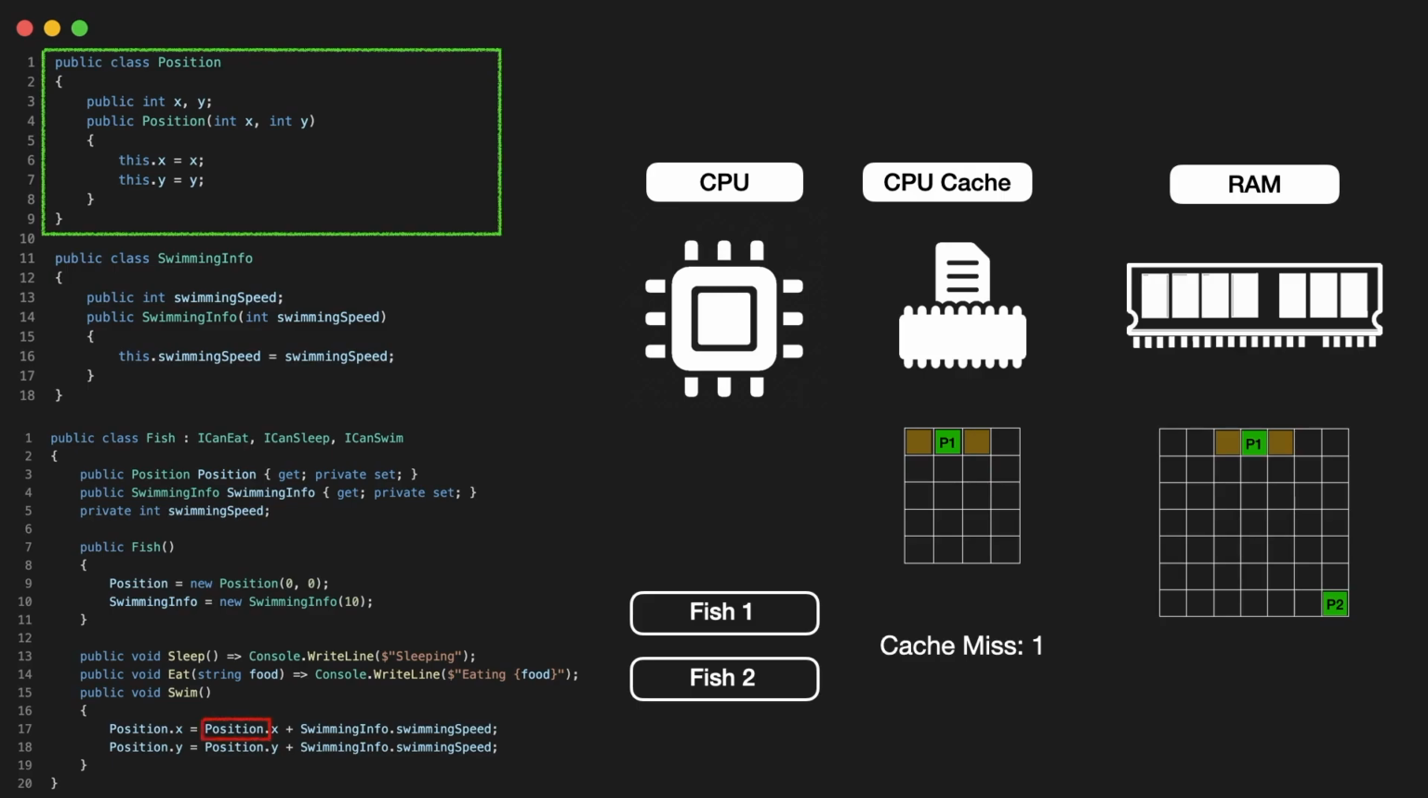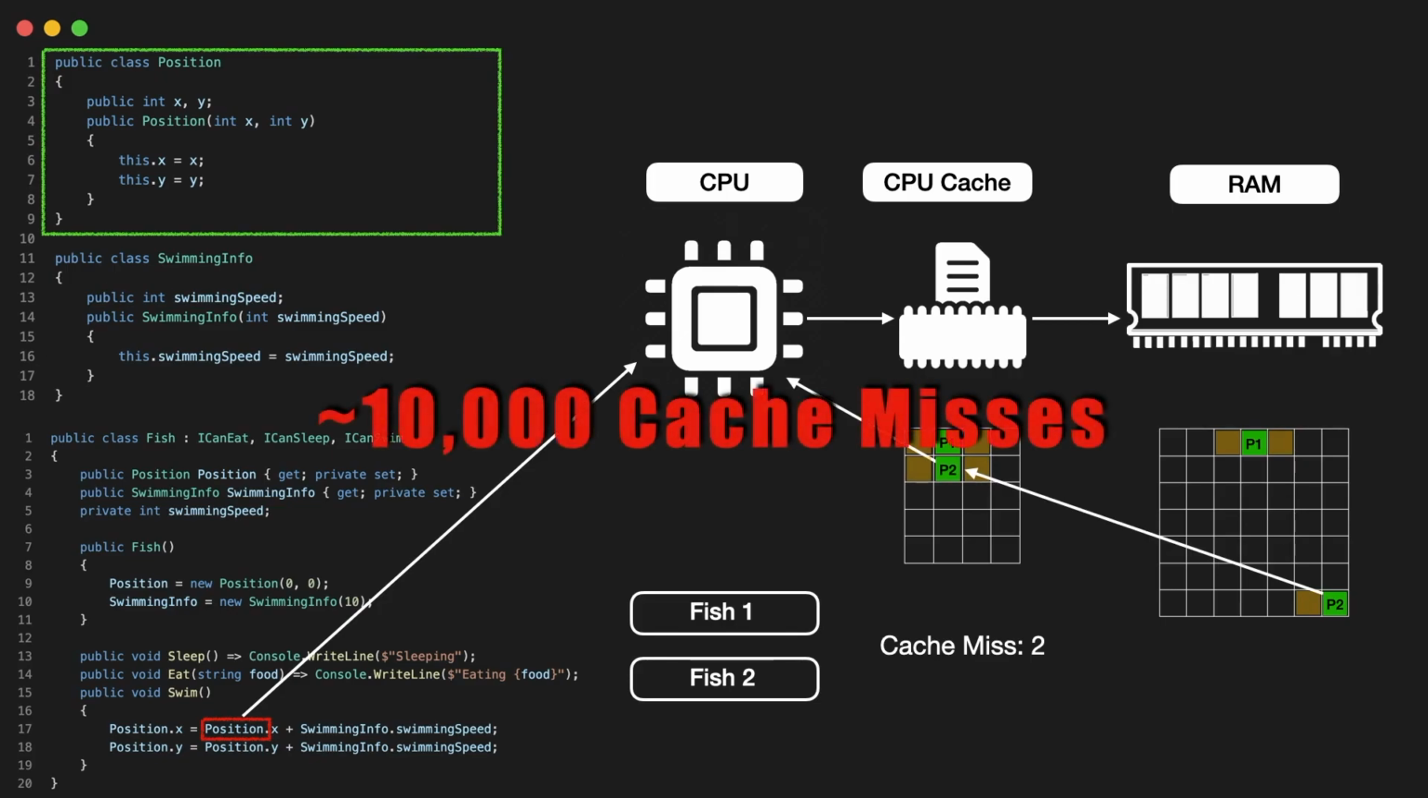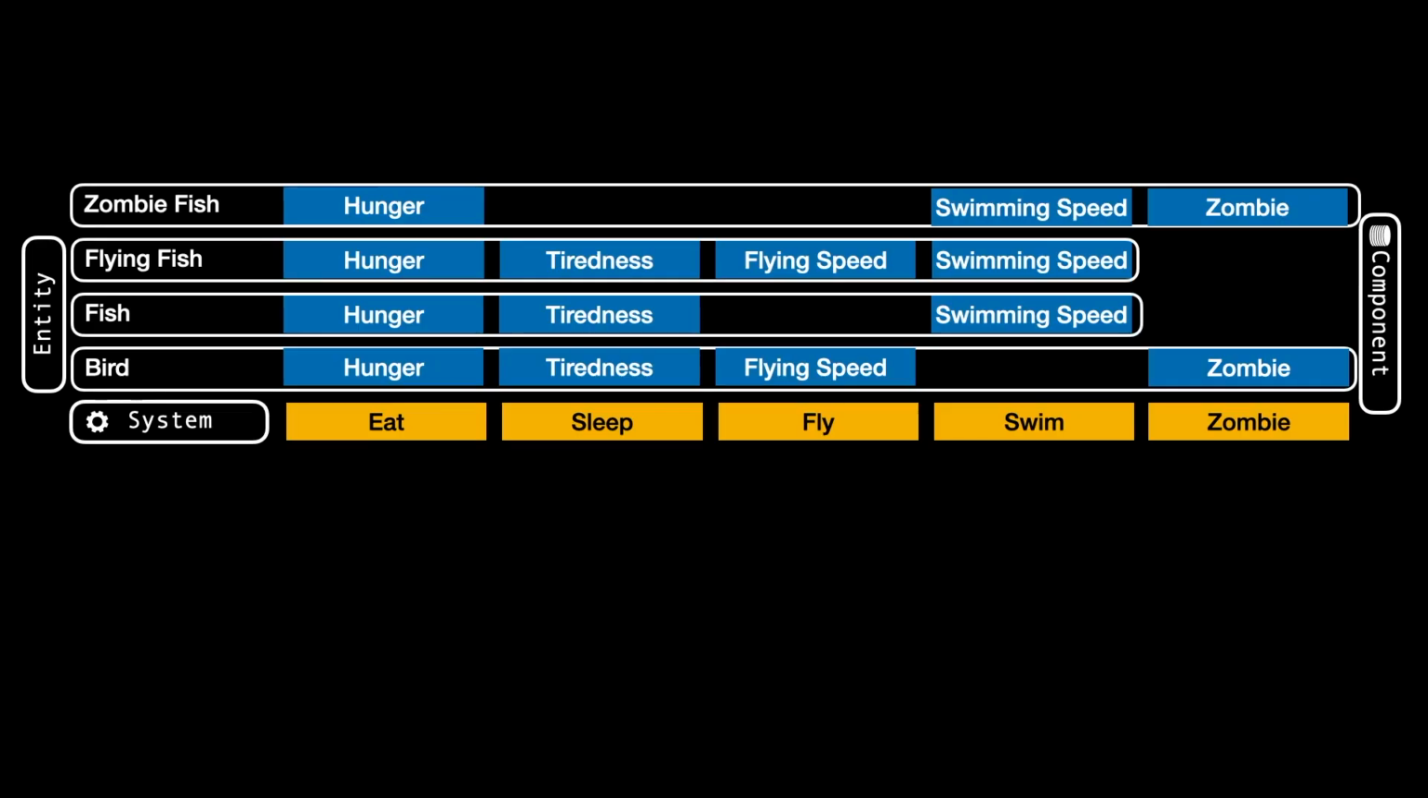Our code will ask for the position data and the CPU will try to get that from the CPU cache, but it will be another cache miss. So the CPU goes to RAM and fetches the position data from RAM. So for every fish, we are encountering a cache miss. So if we have 10,000 fishes, we will encounter 10,000 cache misses. We understand the problem now.